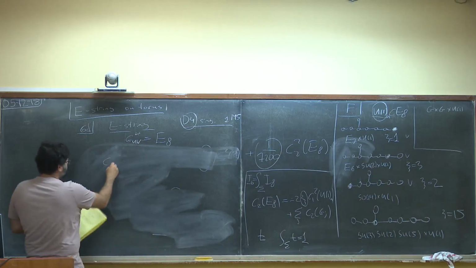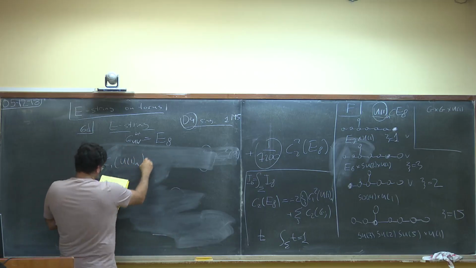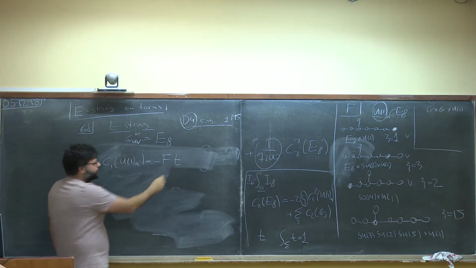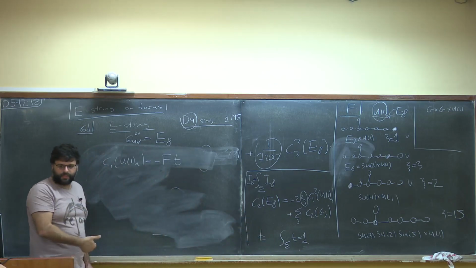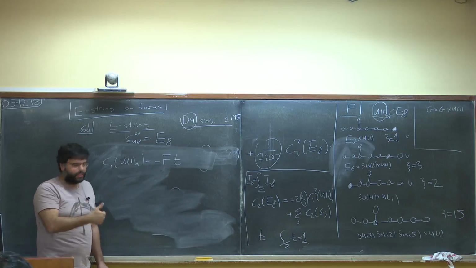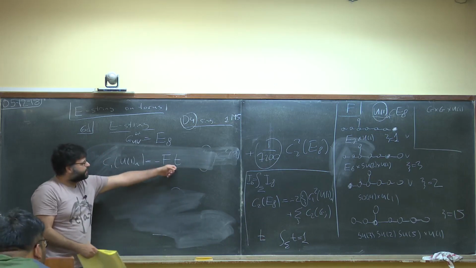C1 of this U1A that you have chosen is equal to minus F times T in our normalization. So T is this canonical 2-form. F is the value of flux, some integer. Or in some cases, it can be a half integer. But it's some properly normalized number, okay? And then that's the flux.